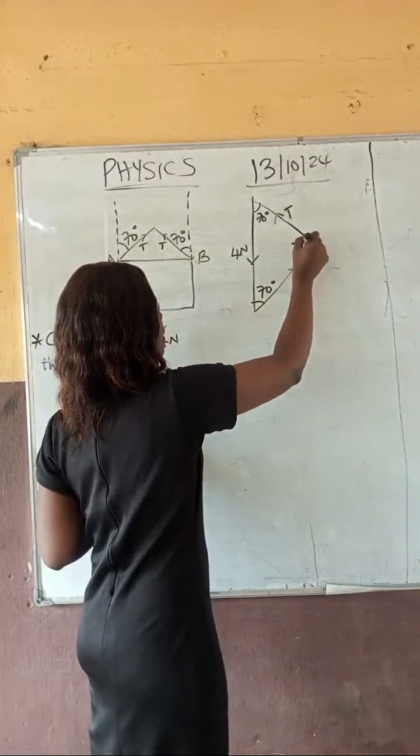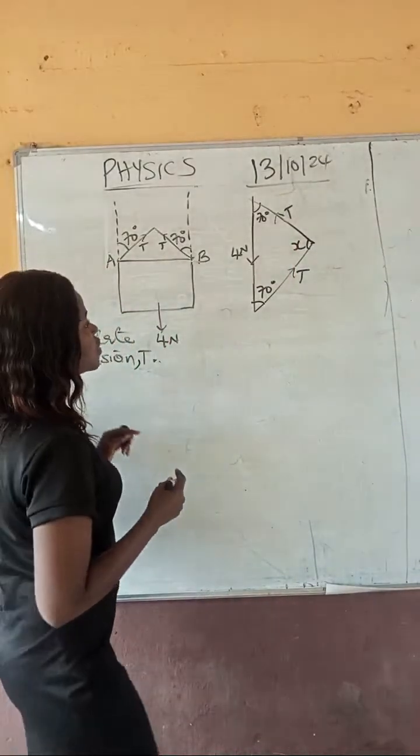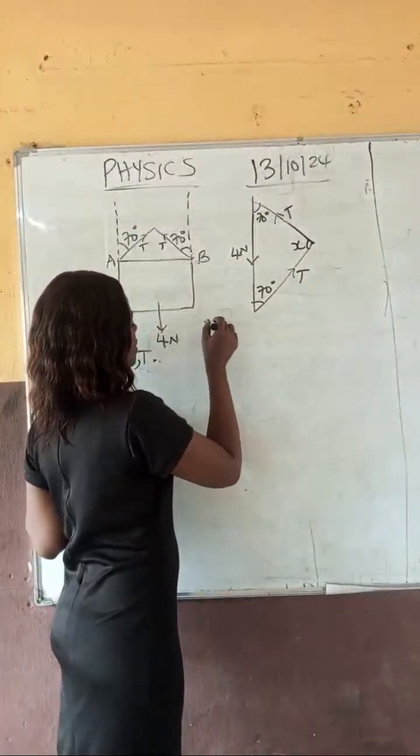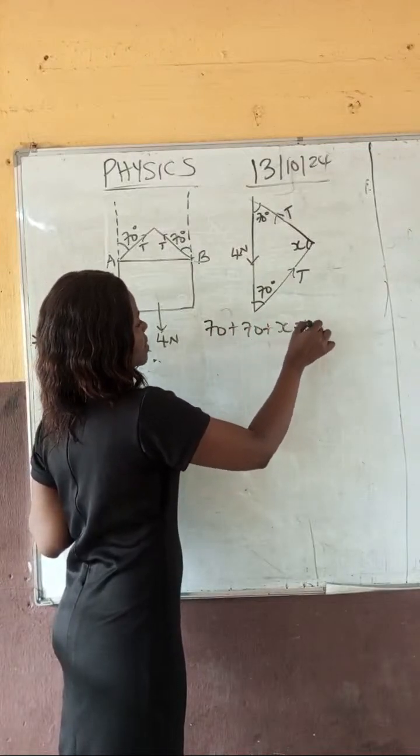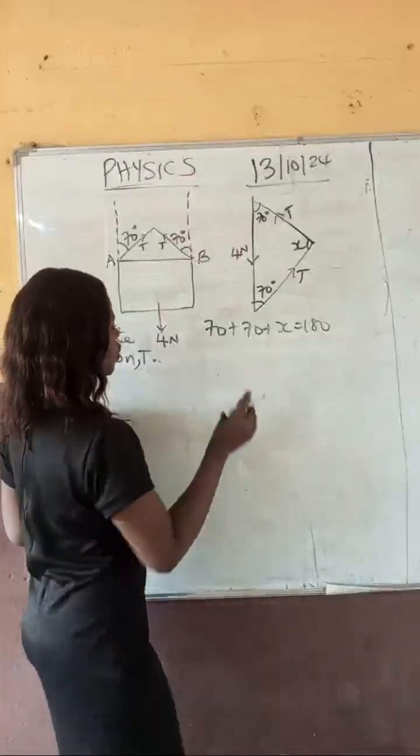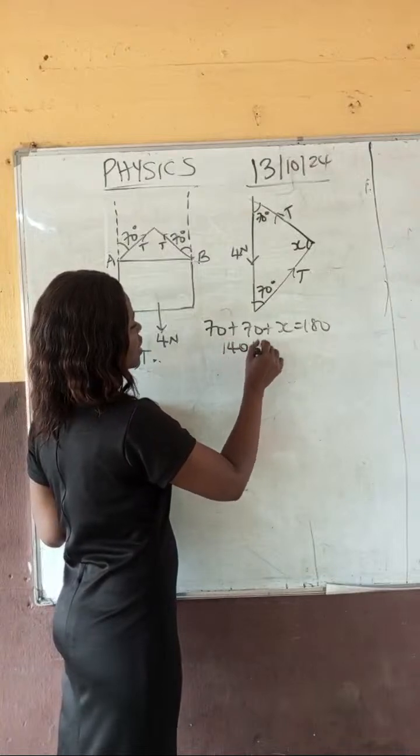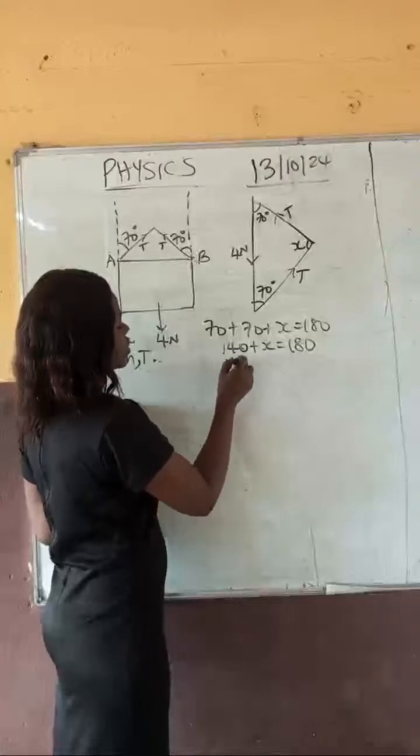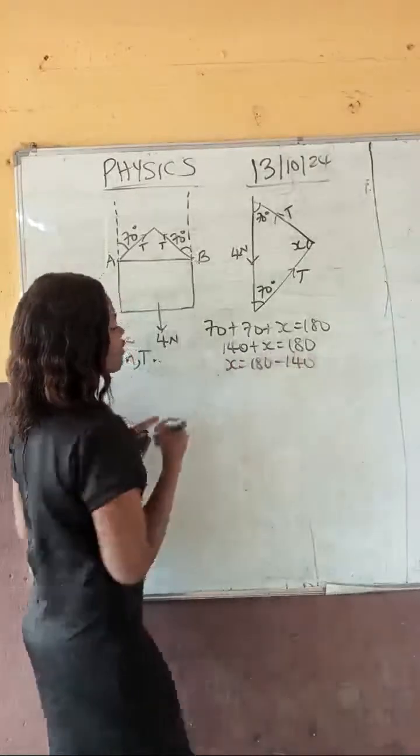So if we find this angle here, let's call it x. That is my unknown angle. So we solve 70 plus 70 plus x is equal to 180. The sum of angles in a triangle is equal to 180. 70 plus 70 gives me 140, plus x is equal to 180. So my x is equal to 180 minus 140.